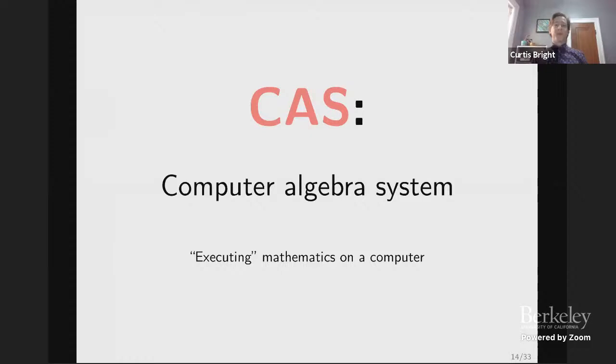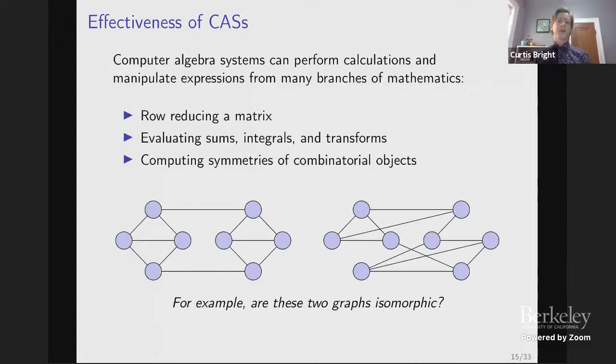Which brings me to the computer algebra system. This was my background before I started working in SAT. You can think of a computer algebra system, or at least I think of it, as executing mathematics on a computer. It allows you to work with mathematical objects at a very high level, kind of the way a mathematician does. An example of this would be you give it a matrix, you can compute the row reduction. You can compute the closed form solution of integrals or sums or transforms. You can compute with symmetries and groups.